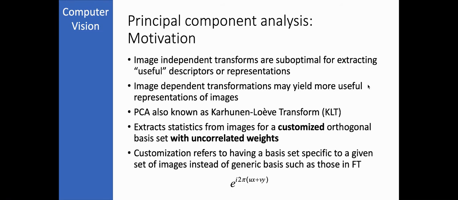And one such transformation is called principal component analysis, or shortly PCA, which is also known as the Karhunen-Loève transform, KLT. PCA extracts statistics from images for a customized orthogonal basis with uncorrelated weights. Here, we will talk about the uncorrelated part. But customization refers to having a basis set that is specific to a given set of images, instead of using generic bases such as those used in the Fourier transform, like the complex exponentials.